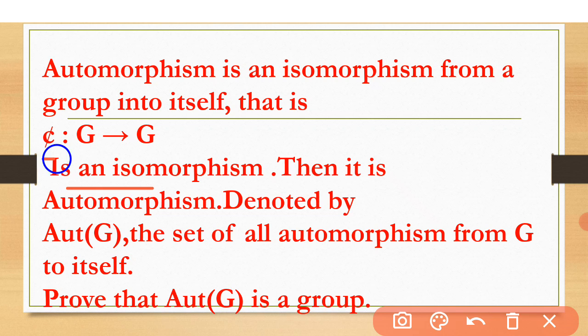If phi is a function from G to G and is an isomorphism, then it is an automorphism, denoted by Aut(G), or you may say the automorphism on G. It is the set of all automorphisms from G to itself. We have to prove that automorphism is a group.